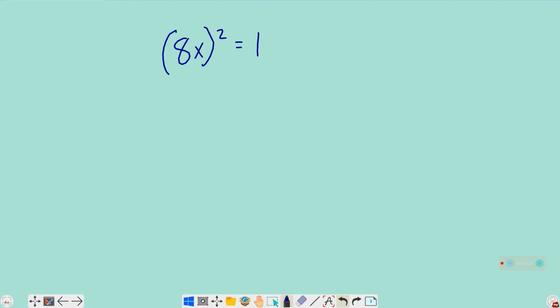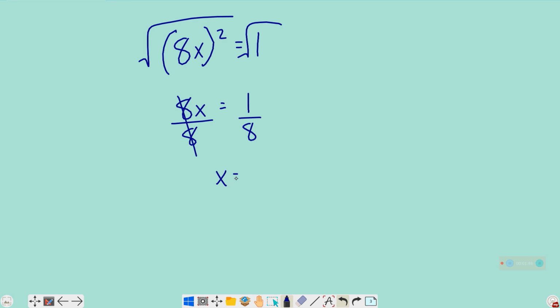Looking at number 4, I can start by taking the square root of both sides to undo it. The square and the square root undo each other. So we now have 8x. The square root of 1 is just 1. And now I divide both sides by 8.